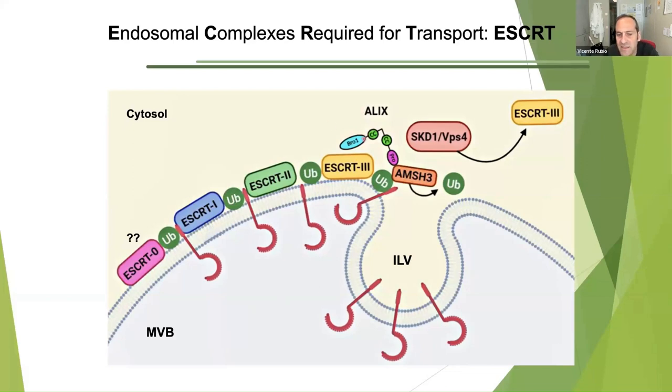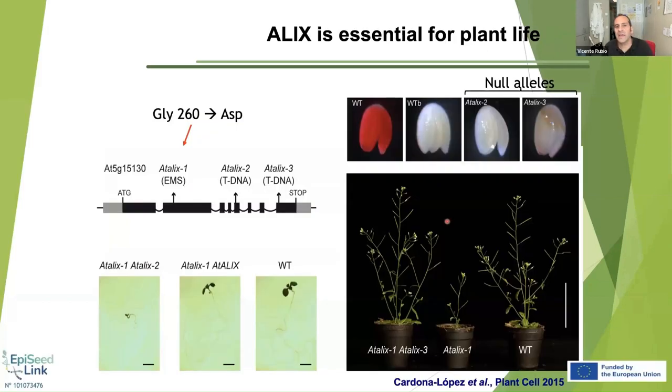All this process is facilitated by a protein which is called ALIX, also conserved in other eukaryotes. This ALIX protein has different domains and works somehow as a bridge, bringing different activities together, these ESCRT complexes and also the deubiquitinases, and it's key to allow internalization of the cargo proteins into the multivesicular body. So we have been characterizing ALIX in plants, and we came out with a mutant which is viable.